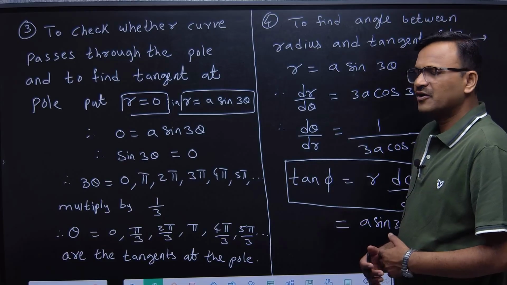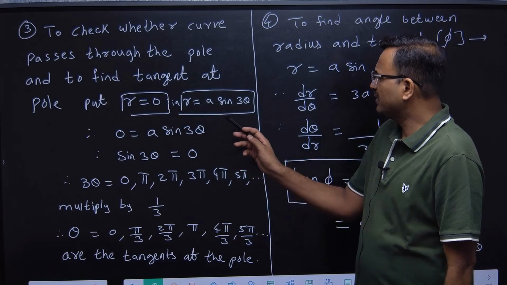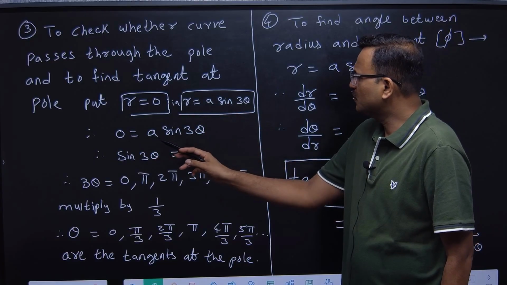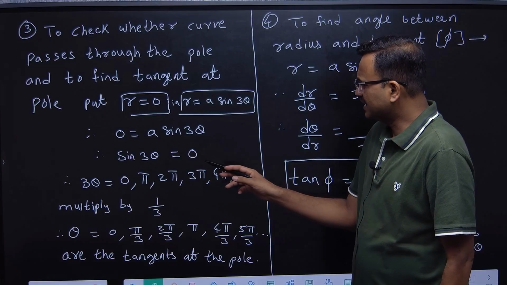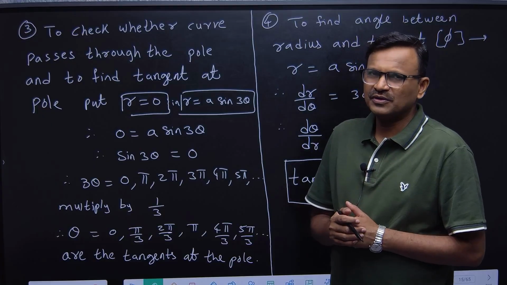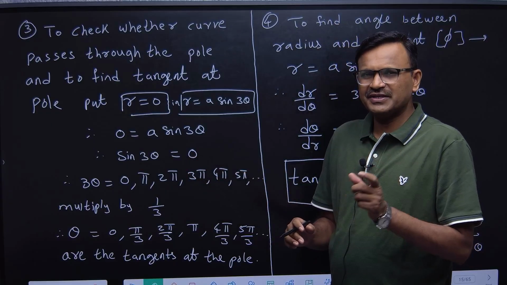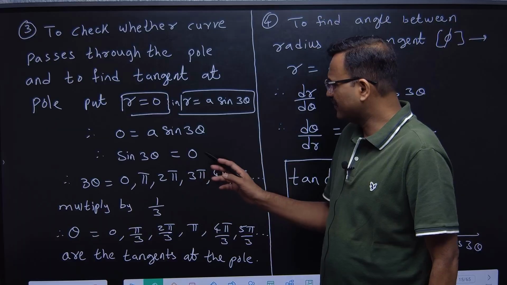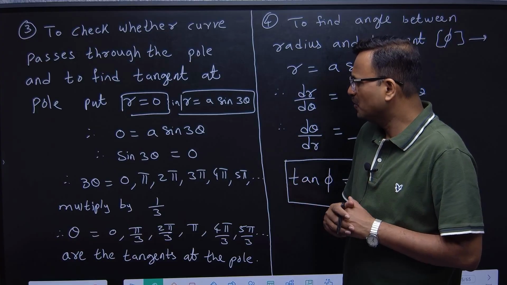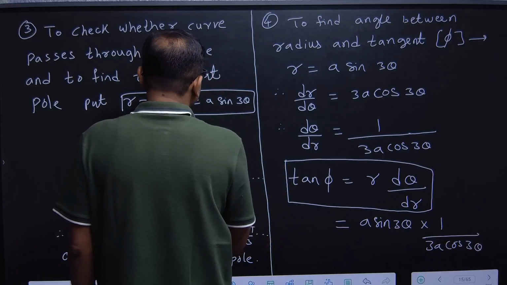Now to check whether the curve passes through the pole and to find the tangent at the pole, we put r = 0 in the given equation r = a sin 3θ. We put r = 0, we get 0 = a sin 3θ. So we get sin 3θ = 0. Therefore the curve must pass through the pole. Always, the rose curve will pass through the pole. We know sine of any angle can have values between -1 and +1. Here sin 3θ we are getting 0, which is a value between -1 and +1. So therefore the curve is going to pass through the pole.